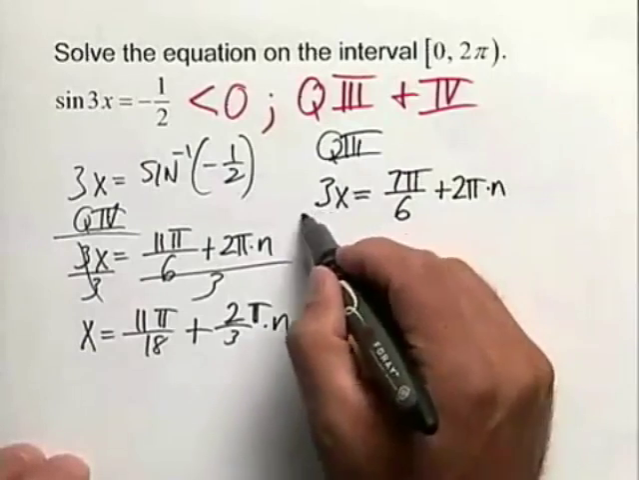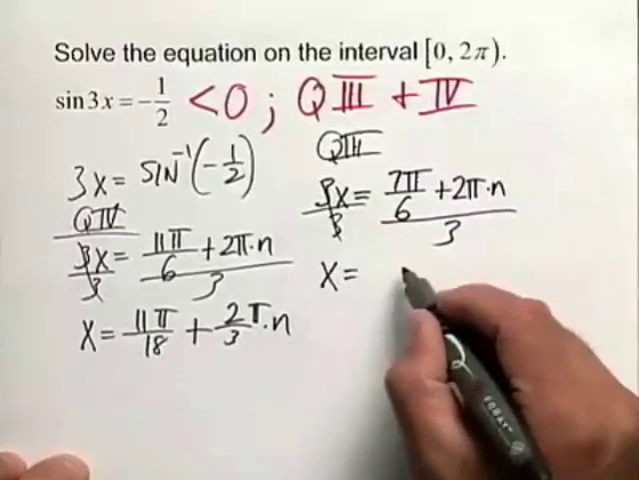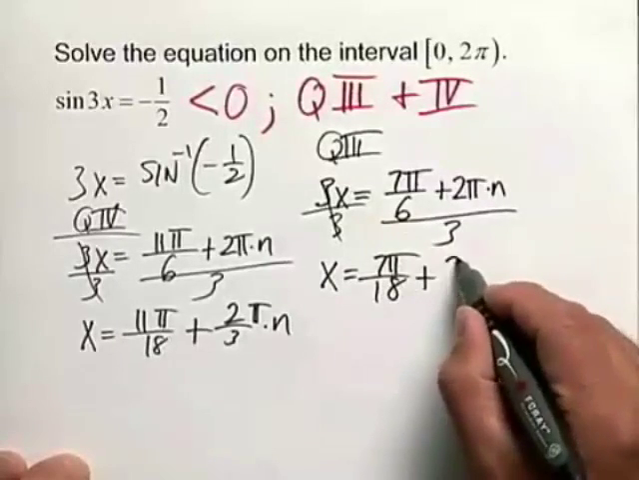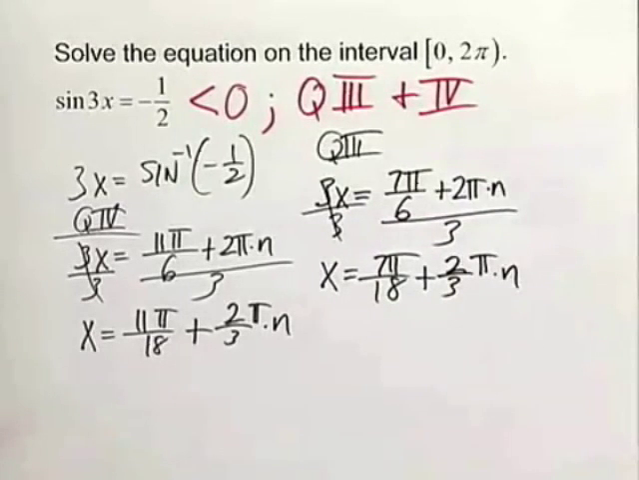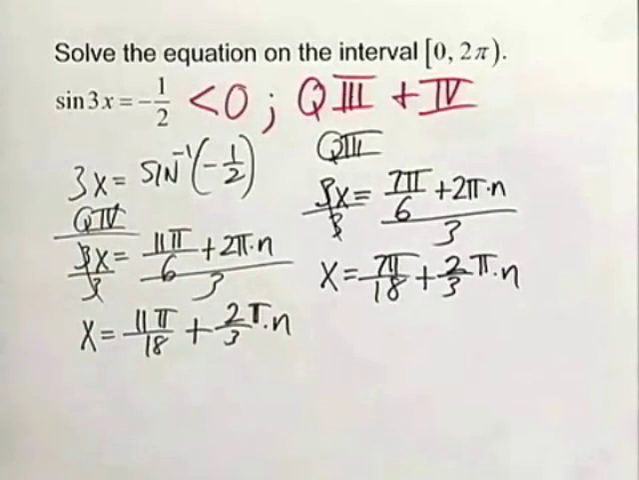As before, we divide both sides by 3. So from this, x is then equal to 7 pi/18 plus 2/3 pi times n. So these are the infinite number of solutions in both quadrant 3 and quadrant 4 that satisfy this trigonometric equation.